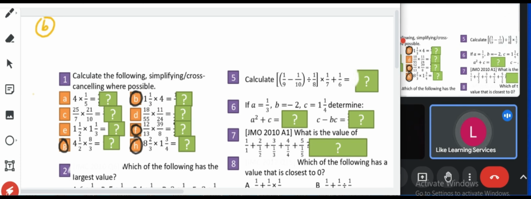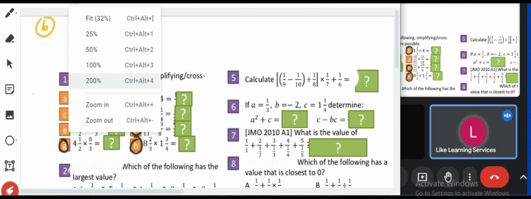So B says 1 whole number 1 over 3 times 4. Quickly, you can zoom in, that's better. You have more space.